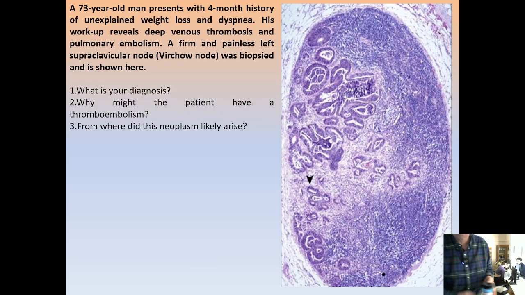Now, here we have a lymph node. It's an old man with a four-month history of unexplained weight loss and dyspnea.